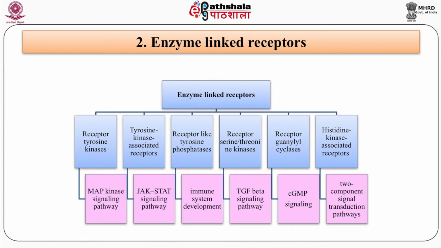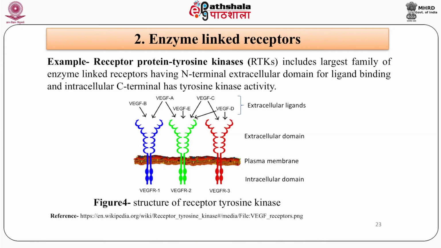One among these is the receptor tyrosine kinases, in which a diverse range of secreted growth factors act as extracellular ligands to activate receptor tyrosine kinases. Receptor tyrosine kinases include the largest family of enzyme-linked receptors, having an N-terminal extracellular domain for ligand binding, and an intracellular C-terminal with tyrosine kinase activity. This figure shows the schematic representation of a receptor tyrosine kinase.